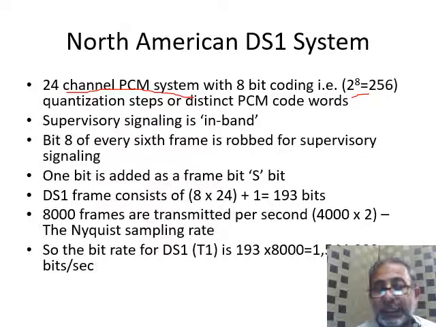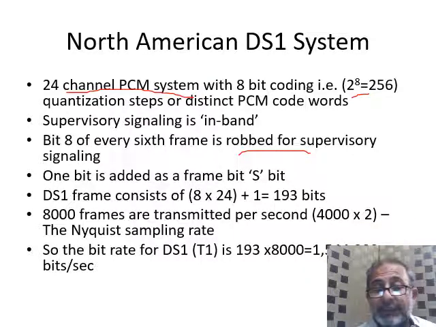Supervisory channel is in band. How is it done? The bit 8 of every sixth frame is robbed for supervisory channel. So we have got 24 time slots in a DS1 system, and after every sixth frame, the bit number 8 is taken and it is used for the supervisory signal.